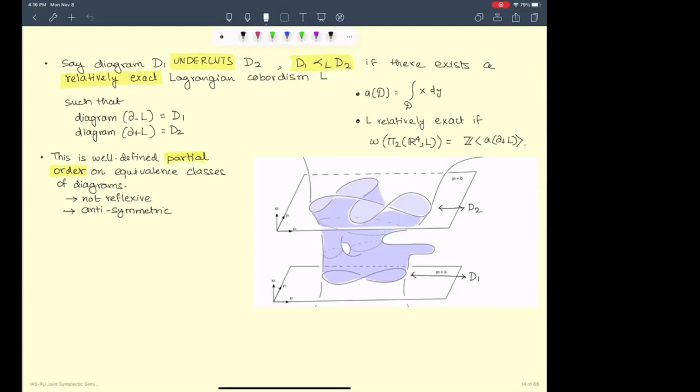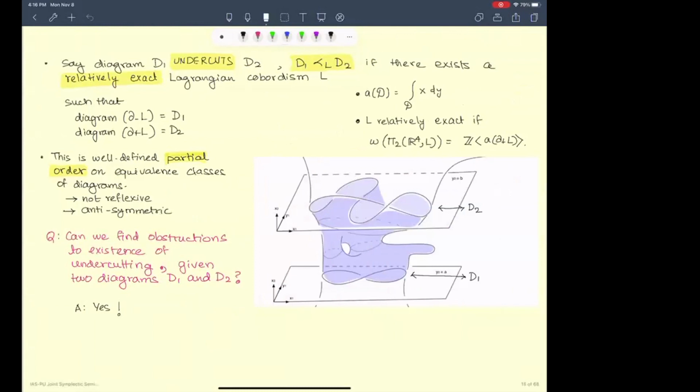Yes, which is what I'll get to. Yes, there has to be. Those are going to be the obstructions. They're going to be area relations. Okay, so can we find obstructions to the existence of such undercutting? And yes, we can find some, and they're going to come in terms of some areas.